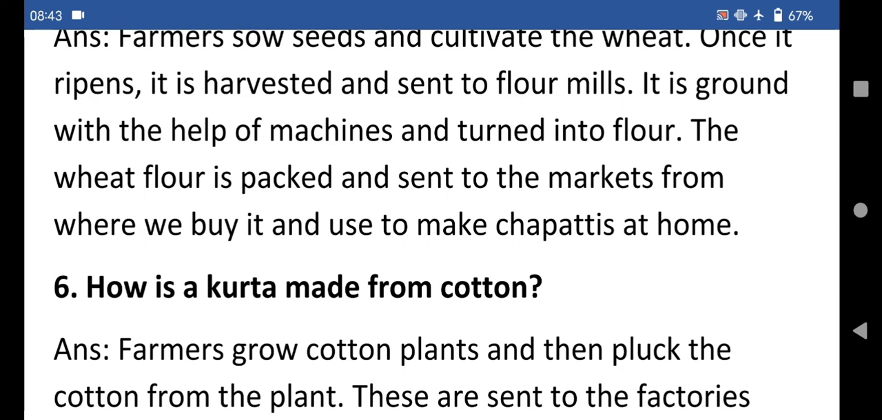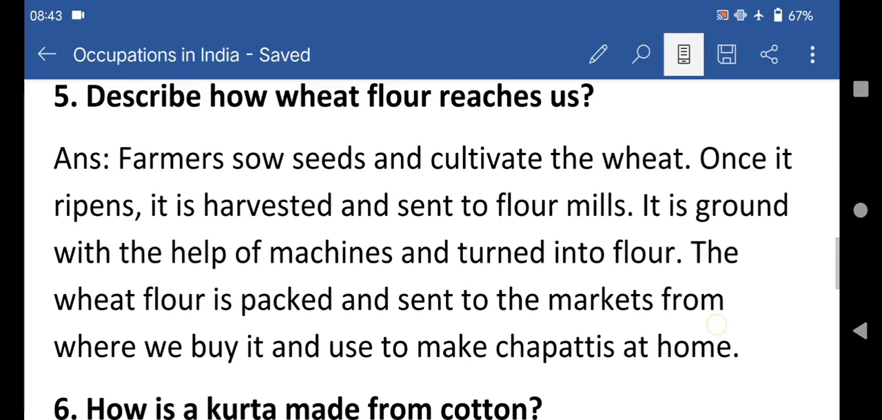at home. The next step is that when the wheat is ground in the industries by using machines, it is packed and sent to the markets, which are made available for us, and we can buy it from the market and use that flour to make chapatis at home. So dear children, I hope you understood about this question, how flour reaches us from the farmer to the market.